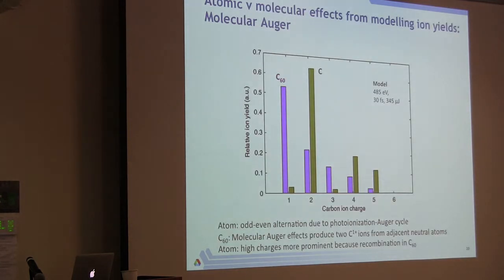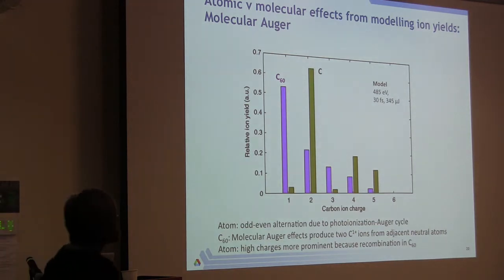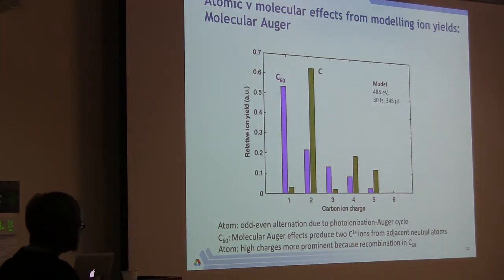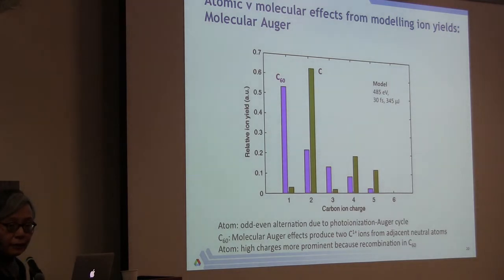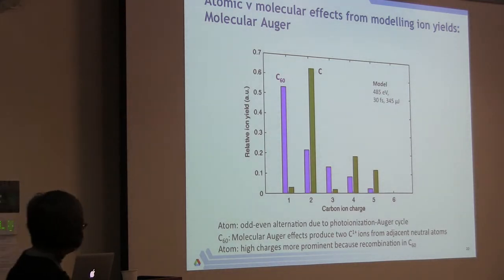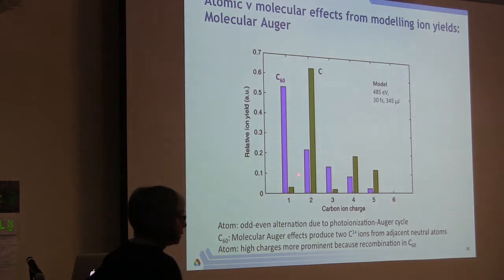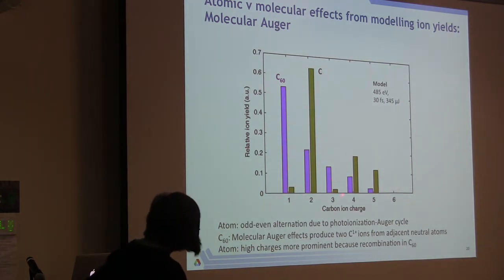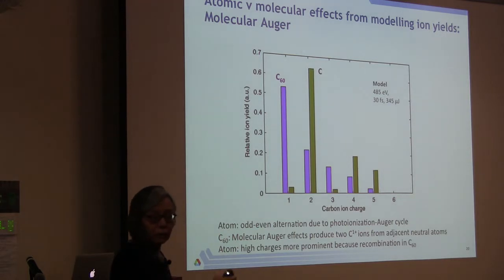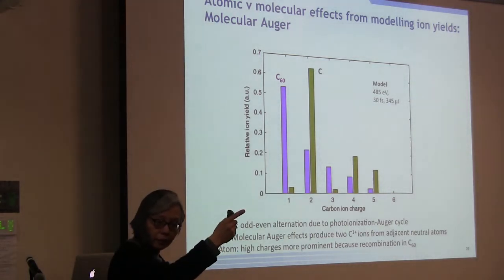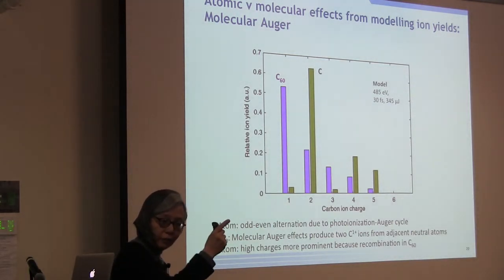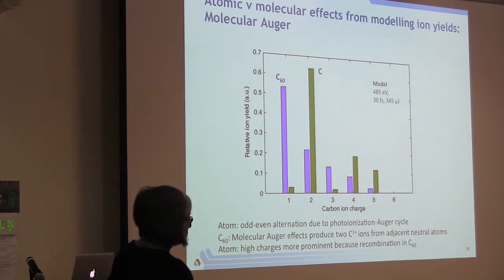And what you can see from this is the difference between a C60 and a carbon atom, directly. So here's the carbon atom in green. And what you see is this odd and even alternation that we saw, that you always see because you have the photoelectron and the Auger. So every photon that you get in gives you 2 charges. So you can have odd.